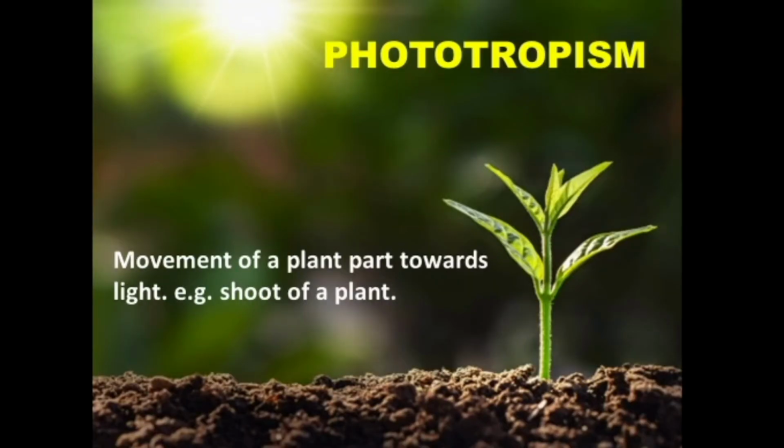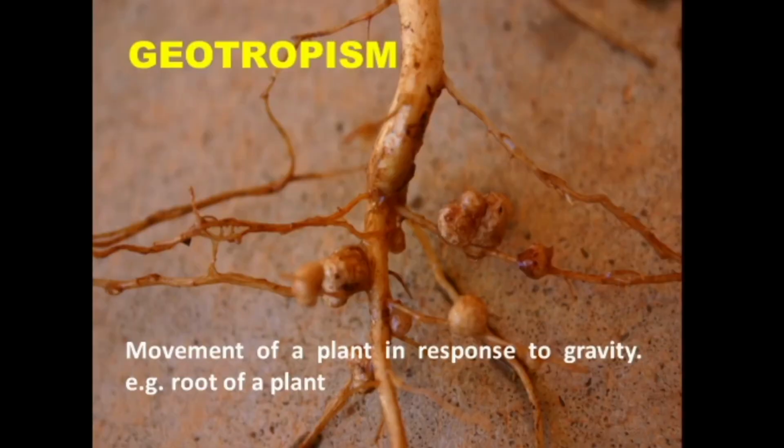First, we will discuss phototropism, the movement of a plant part towards light. The best example for phototropism is the shoot of a plant. Whenever the shoot starts to grow, it moves towards the availability of sunlight. The growth of the stem occurs against the gravitational force. It occurs towards the sunlight. This is phototropism.